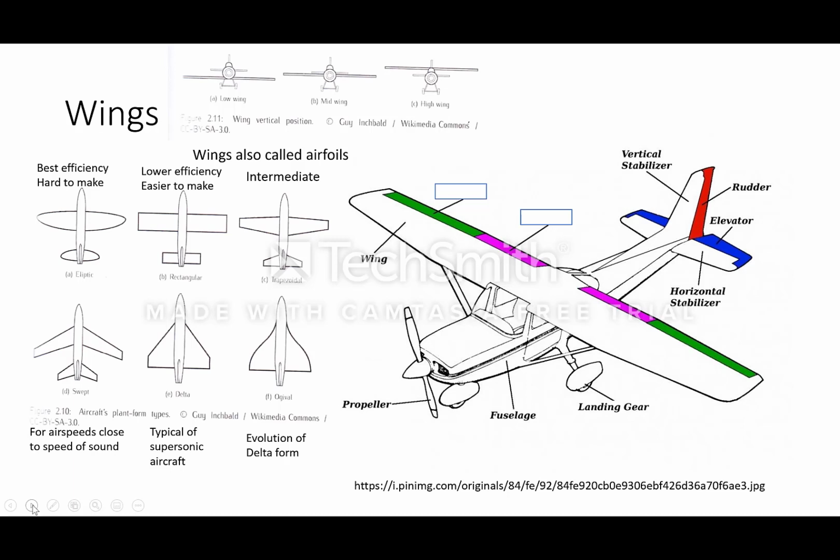Also, the way that the wings are connected to the fuselage can be different. So you can have low wings where they're connected to the bottom of the fuselage, like commercial airliners. You can have mid wings where they're connected to either side of the fuselage, like on a jet, or you can have a high wing where they're connected to the very top of the fuselage, like the little prop plane shown.